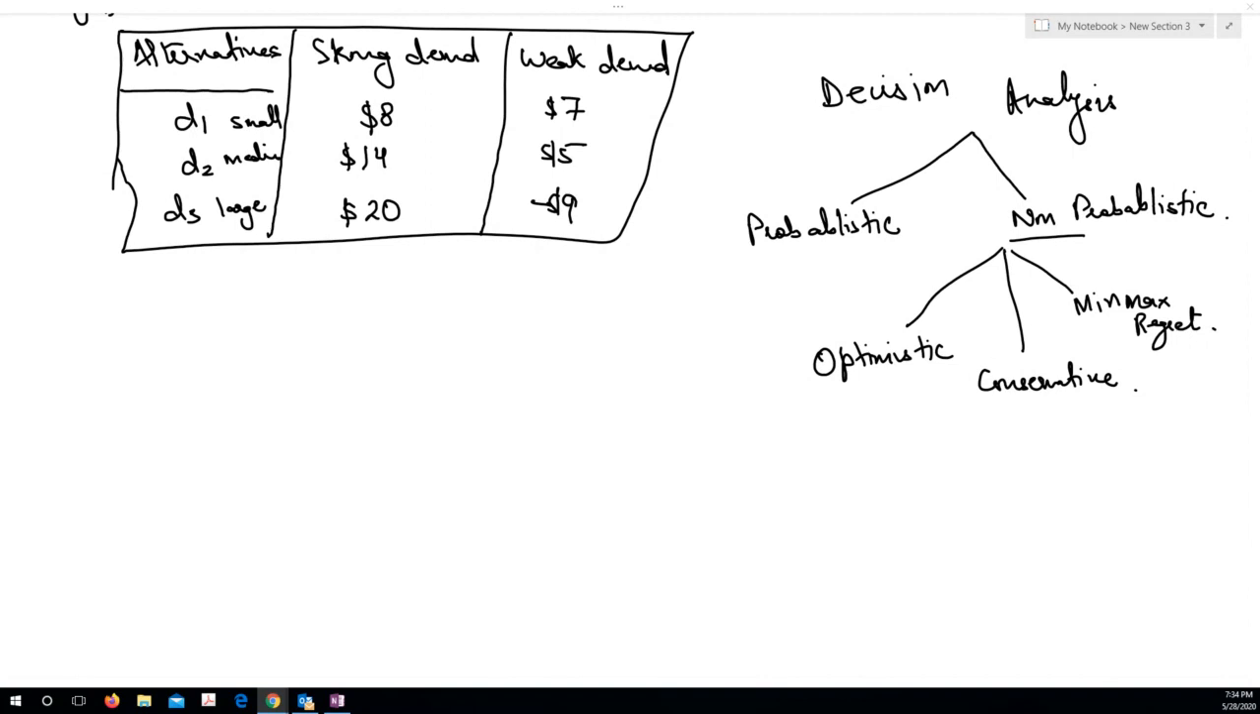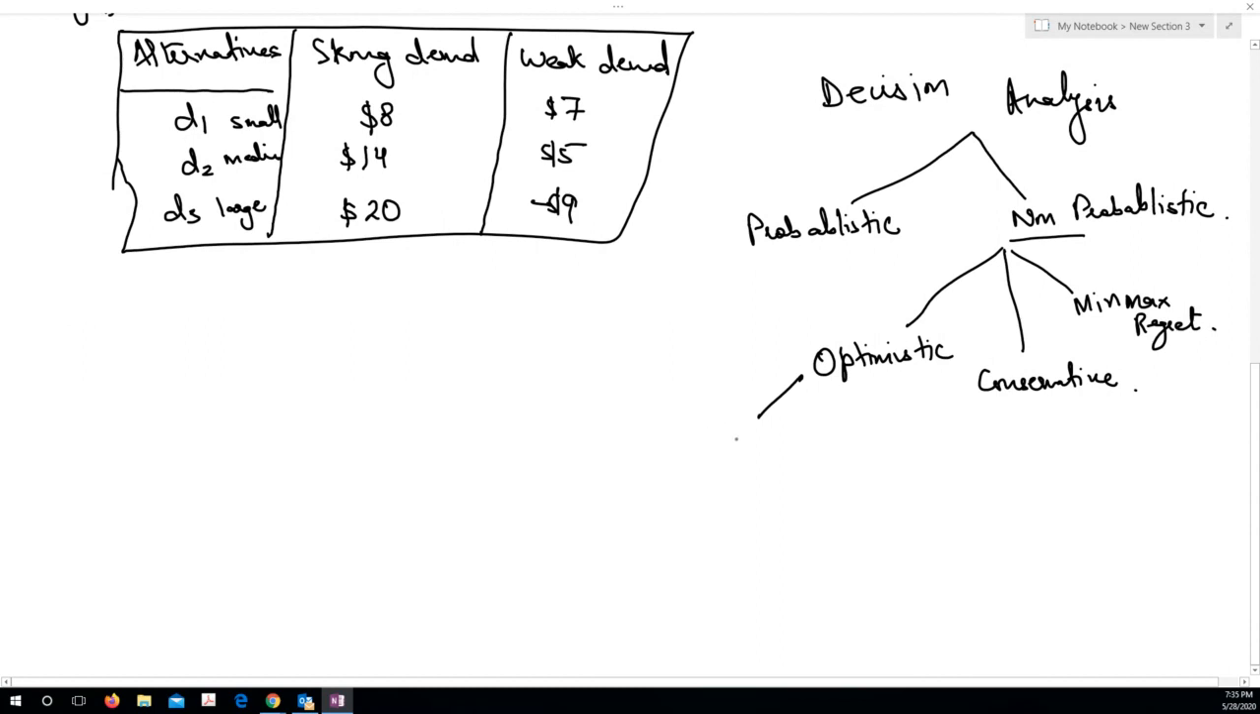All right, so talking about probabilistic, the optimistic way is like taking the best payoff in each alternative. So this method is like we should look for the best payoff. So these are all the payoffs, and what is the best payoff in each of the alternatives?